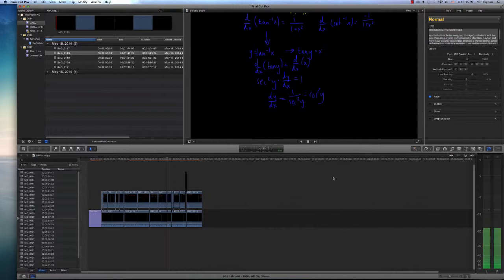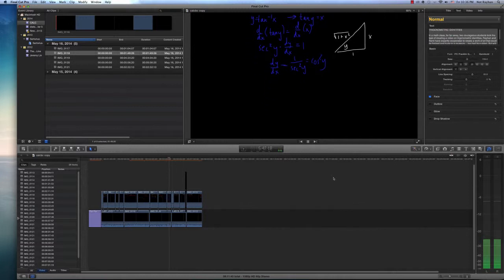So, looking at the triangle on the screen, we see that cosine squared of y is equal to 1 over 1 plus x squared. Substituting this into the equation for dy dx, we find that the derivative of the inverse tangent of x is equal to 1 over 1 plus x squared.